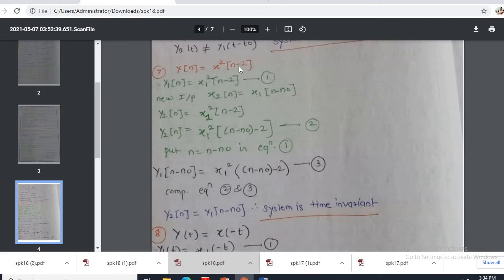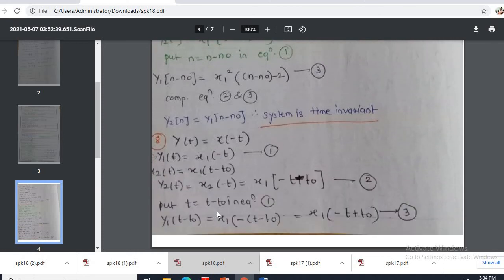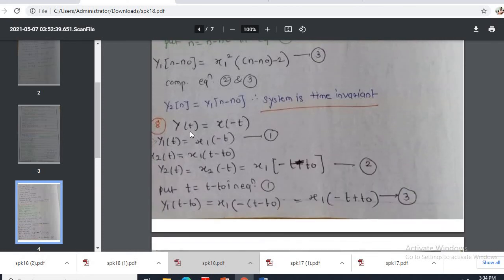Here it is x square of n minus 2. Same, y1 of n is equal to x1 square of n minus 2. The new input is x2 of n, which is equal to x1 of n minus n0. Therefore y2 of n is equal to x2 square of n minus 2, and y2 of n is equal to x1 square of n minus n0, minus 2. So if we substitute, the same equation we are going to get for y1 of n minus n0, and therefore the system is time invariant. For the reflected version, also it is the same effect.